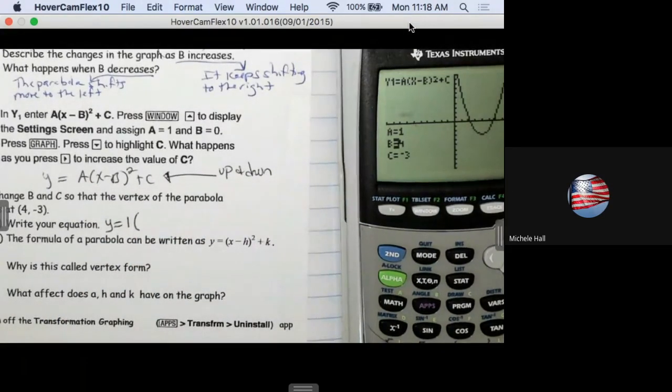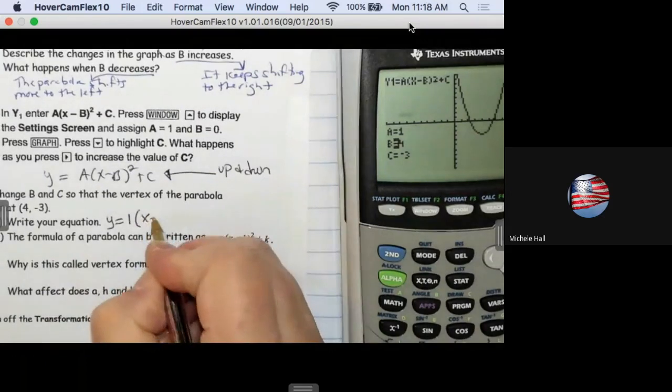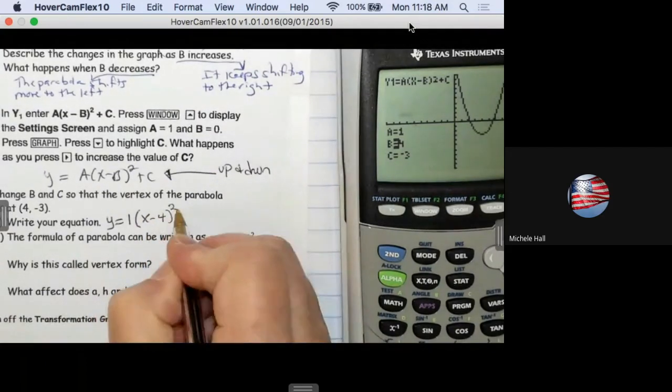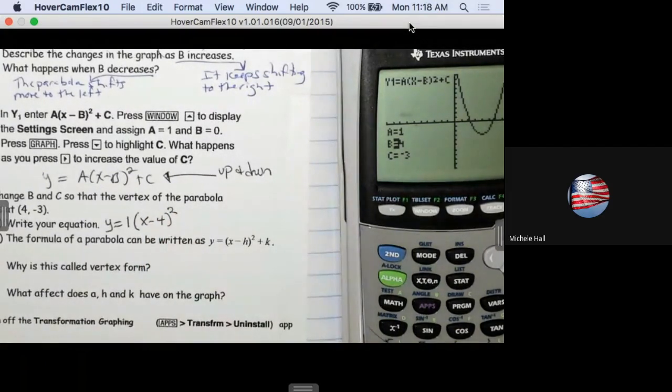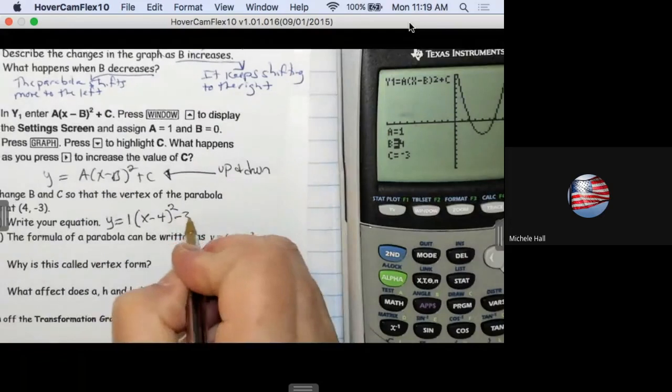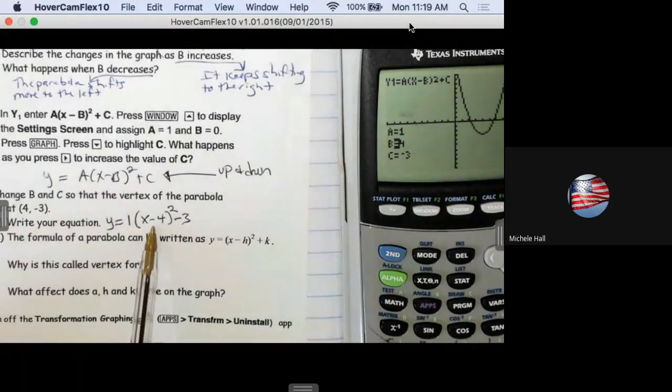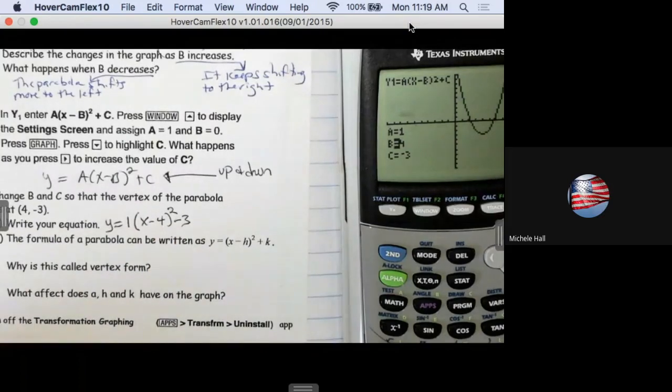Is it going to be x plus 4 or x minus 4? X minus 4 means I went to the right, squared. Is it going to be plus 3 or minus 3? Minus 3, I went down. So the only time you're thinking opposite is when it's in parentheses with a sign. 4, -3 is the two numbers we just substituted in.